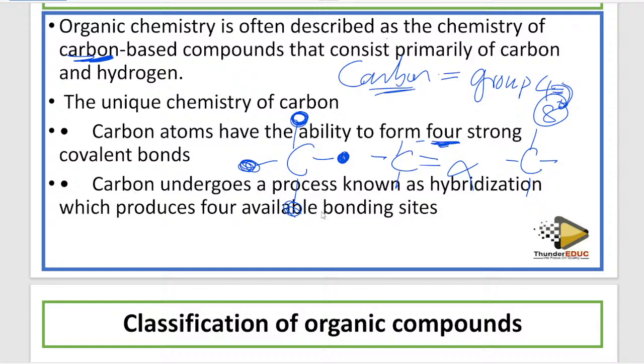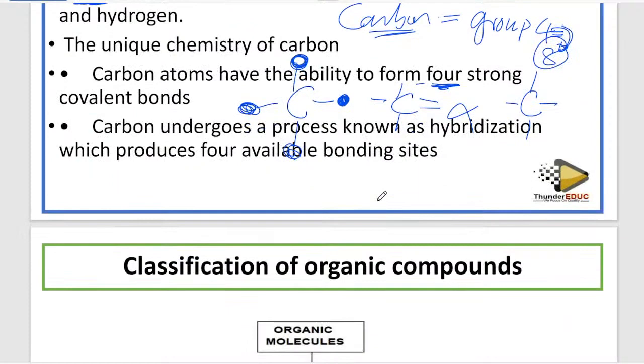Carbon can undergo a process known as hybridization, meaning that it can allow other electrons to be bonded with this molecule. We're going to see it, but not that much, we'll just understand the concept as we continue.